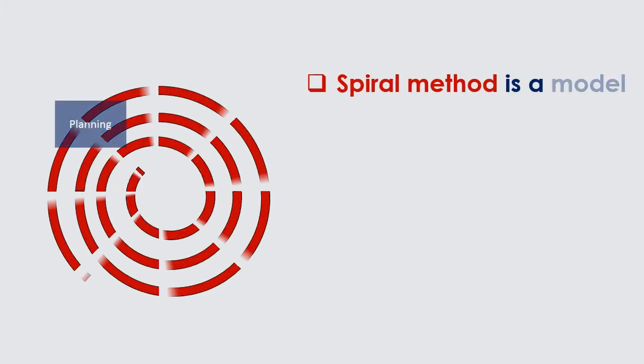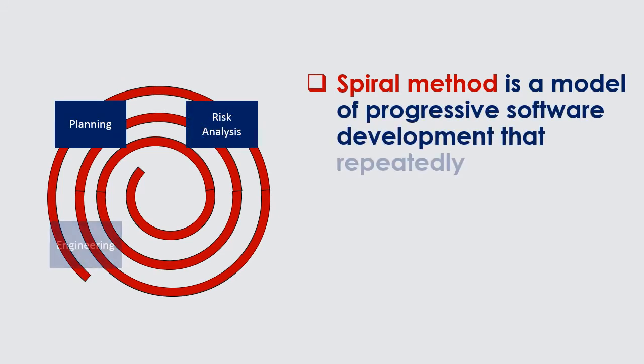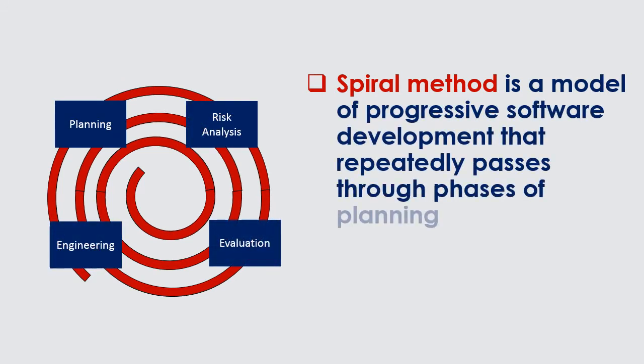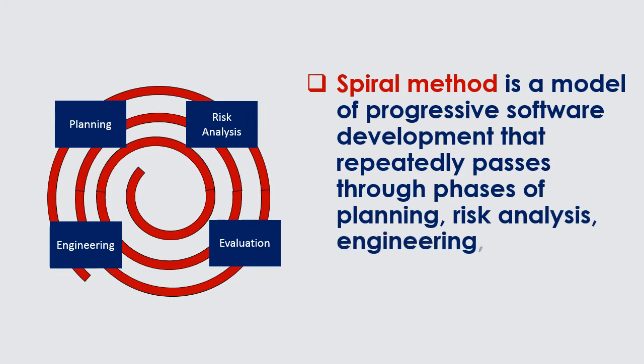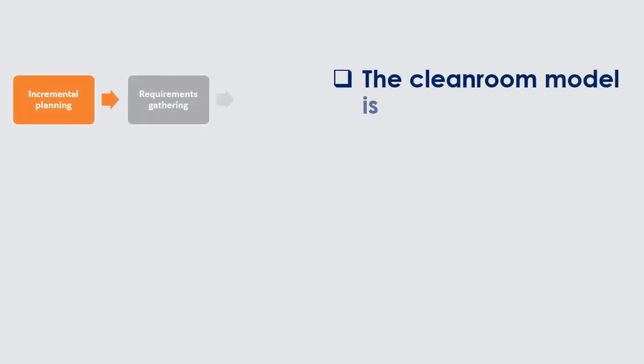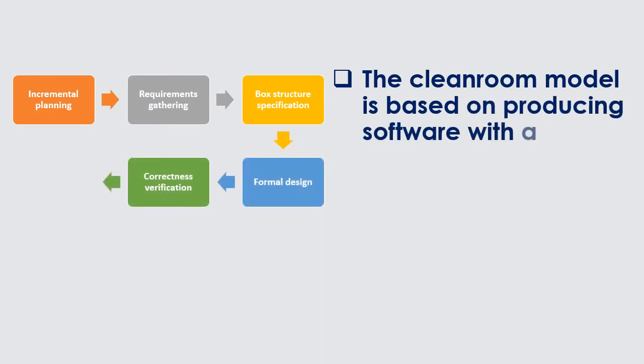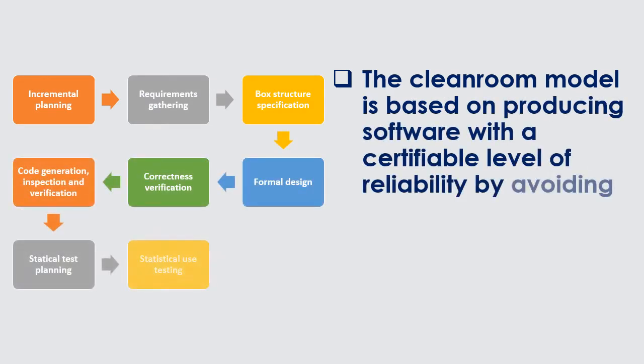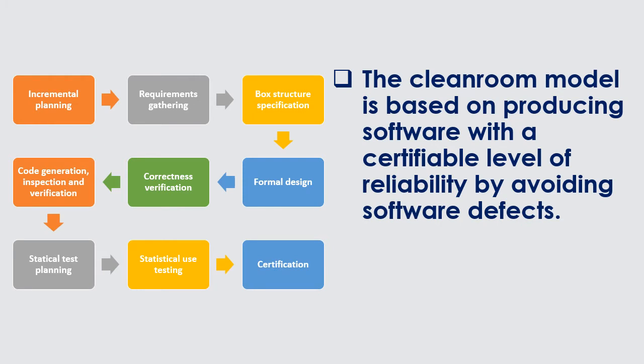Spiral method is a model of progressive software development that repeatedly passes through phases of planning, risk analysis, engineering, and evaluation. The clean room model is based on producing software with a certifiable level of reliability by avoiding software defects.